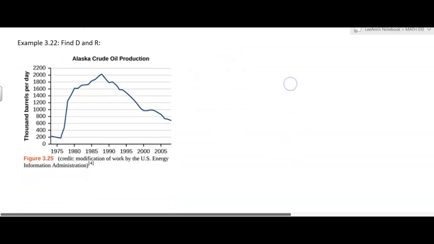Now we've got another one. By the way, this is my little abbreviation, my notation: capital D for domain and capital R for range. Okay, so this is more of a practical situation. Alaska crude oil production. It's 1,000 barrels per day we're measuring, and this is the year. We're starting at year 0. I don't know about that. What are the increments here? Five increments, so this would probably be 1970, I'm going to say.